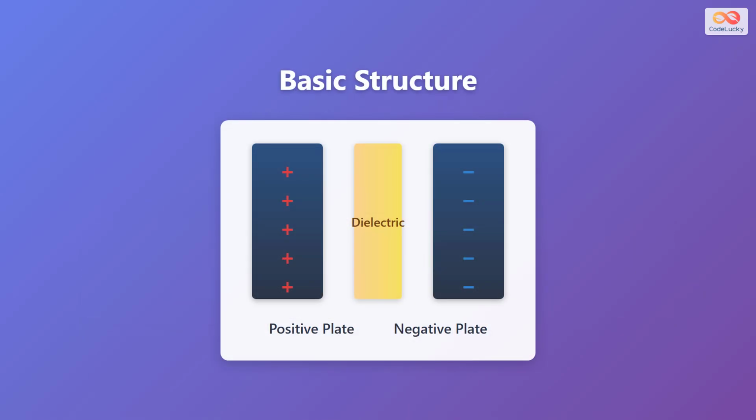The structure of a capacitor is quite simple. It consists of two conducting plates, one positively charged and one negatively charged. Between these plates is a material called a dielectric, which is an insulator. The positive plate accumulates positive charges, while the negative plate accumulates negative charges. This separation of charge creates an electric field that stores energy.